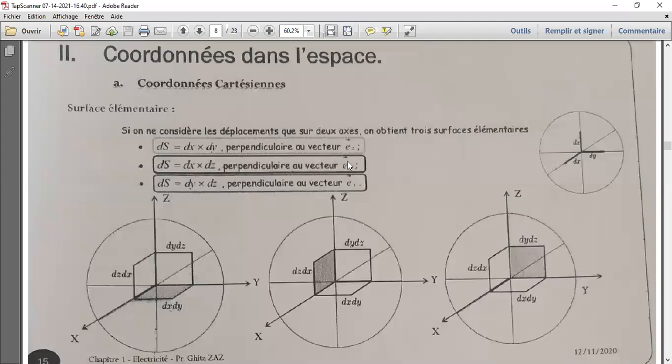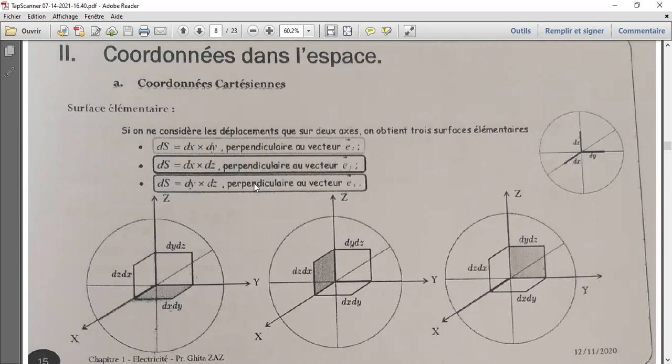It's the same thing if it is perpendicular to vector EY. You check where your EY is. Your Y is here, and it's cutting perpendicular at this face, which is defined in X and Z. So it will be dx times dz. For me to find the surface area, I'll do dx times dz.